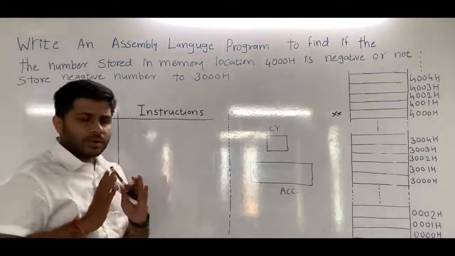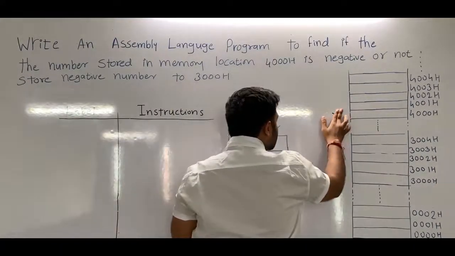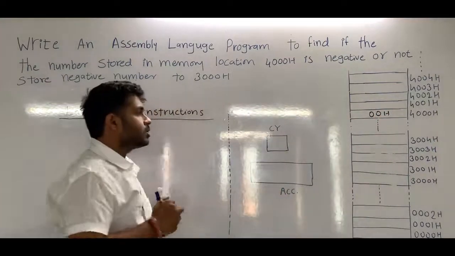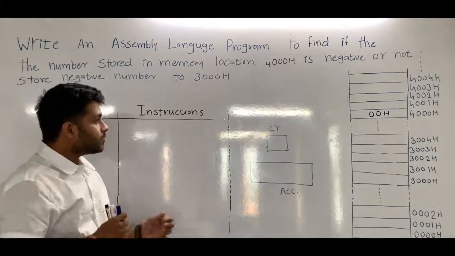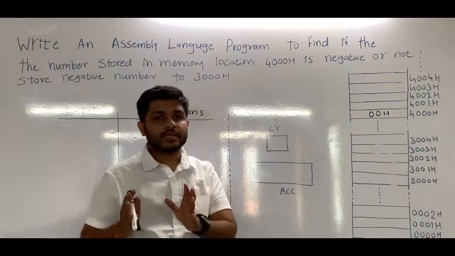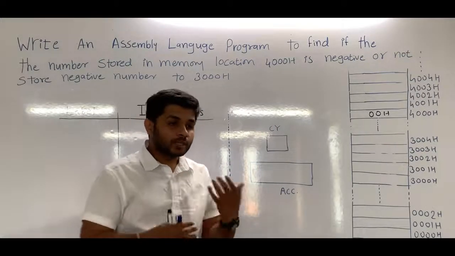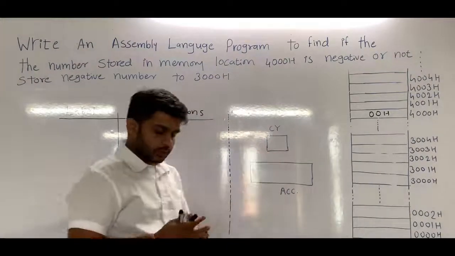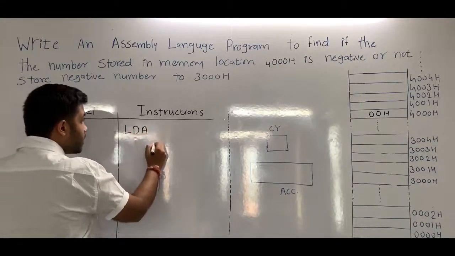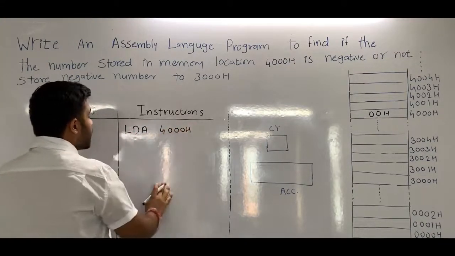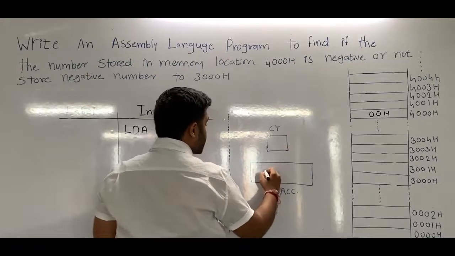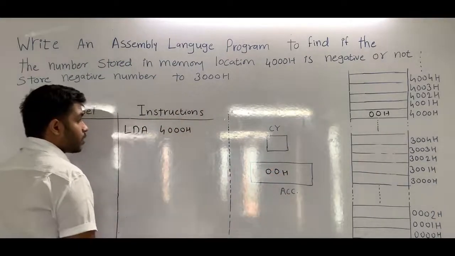So first of all, assume that the data stored in the 4000H is 0. Let's first move this data to the accumulator, because in the memory location we cannot directly check whether the data is negative or positive. To process, we have to transfer this data to the microprocessor. So let's load this data to the accumulator. We will use the instruction LDA 4000H. When we execute the instruction LDA 4000H, the data will be moved to the accumulator.